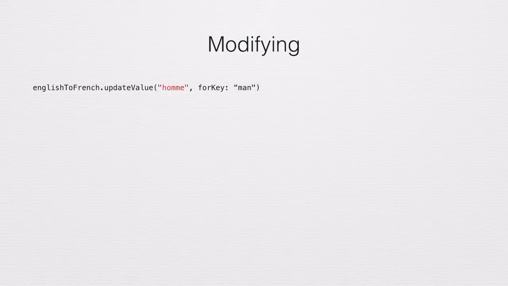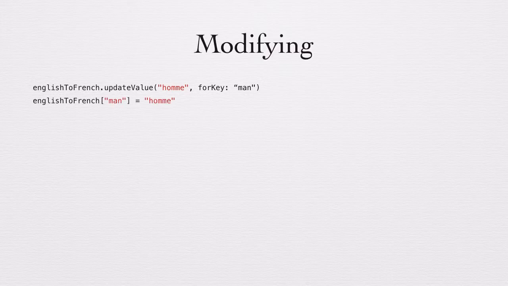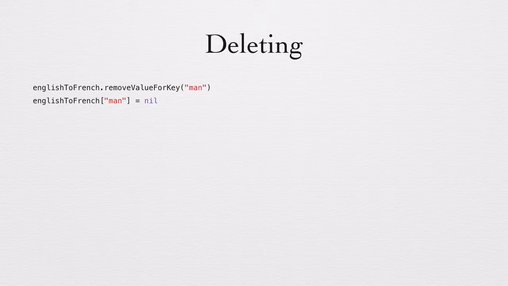After printing the dictionary, say you realize that the value for the man key is spelled wrong. You correct this by calling the updateValue method. You may use the subscript syntax to modify the value of a desired key as shown here. To remove a key from the dictionary, either call the removeValueForKey method or use subscript notation to set its value to nil.